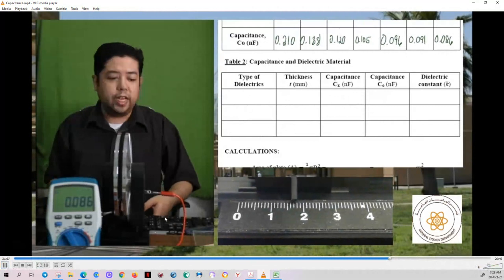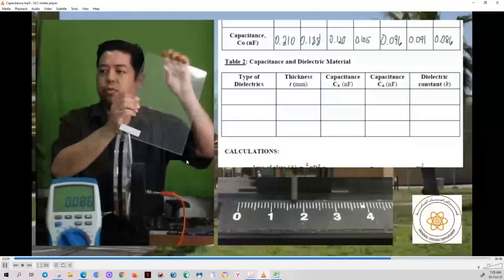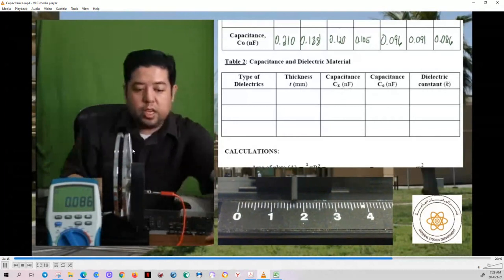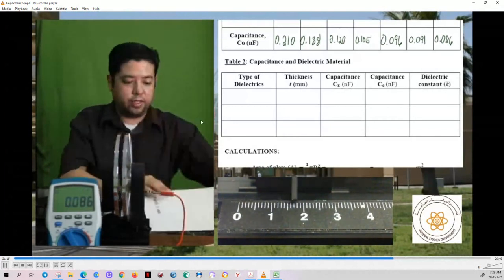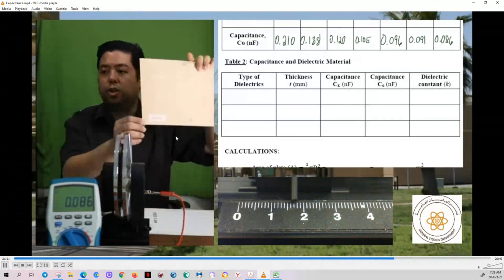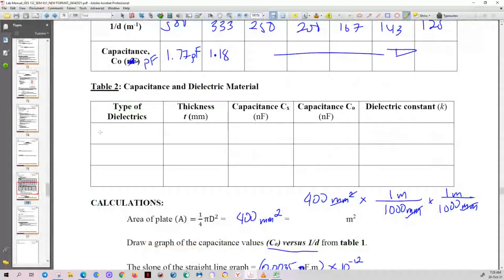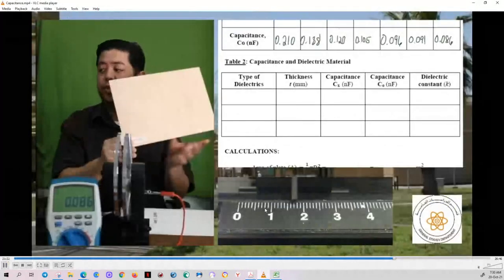Let me play it. So the types of dielectric we have: this is acrylic, and the thickness of the acrylic is given. The next dielectric we have is paper, and the last one is wood. So what you will do is record this in your data sheet: acrylic, paper, and wood. The thickness will be given in the video, and the capacitance Cx, that means the capacitance with the dielectric, will be given as well.